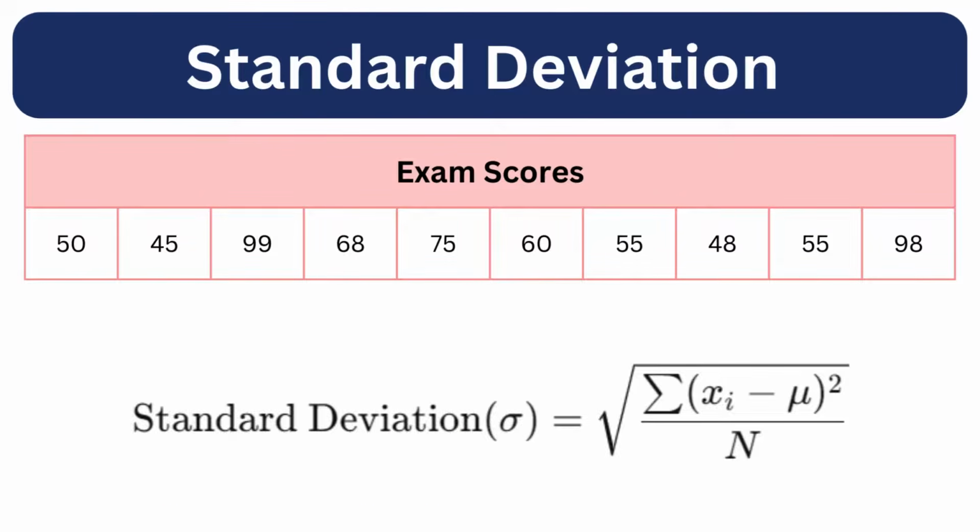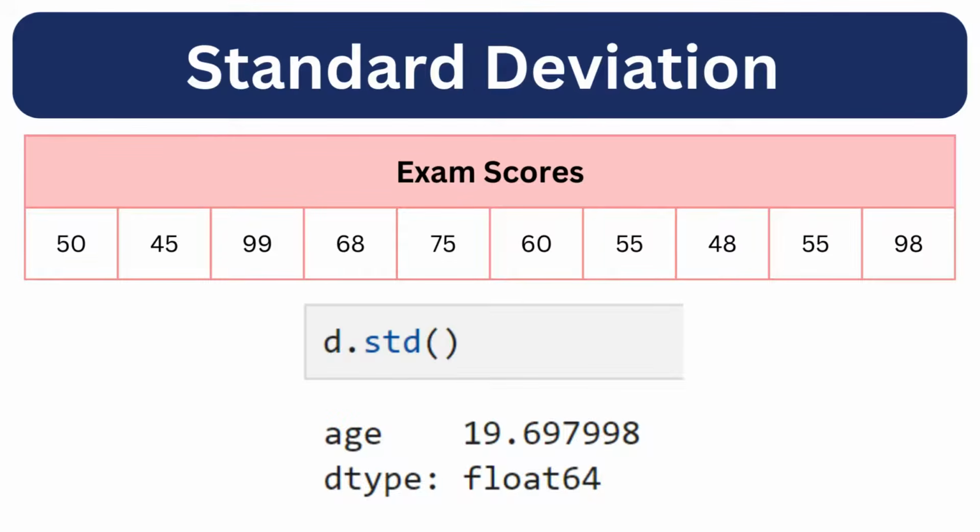The standard deviation is simply the square root of the variance. For our data, it is around 19.47. These values give us a sense of how spread out the scores are. A lower standard deviation would mean the scores are more tightly clustered around the mean, while a higher value means they are more spread out. You can calculate the standard deviation of a data frame column using the std function.